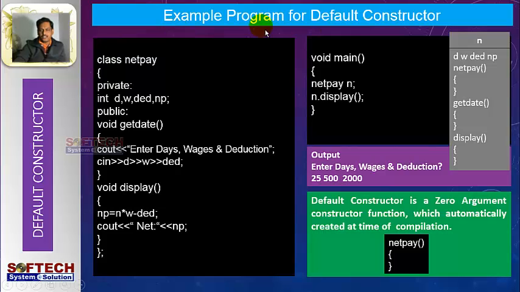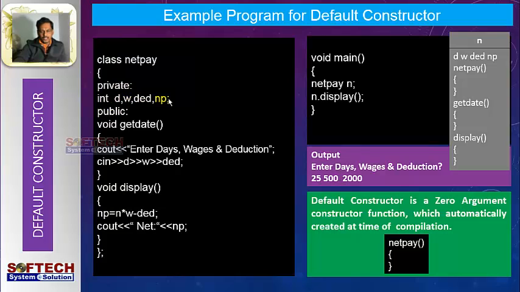First, in this example, the first type of constructor, that is the default constructor. Netpay is a class. Through this class, we find the net pay, the net salary, from the working days, daily wages and deductions. We calculate net pay by using the number of working days, wages per day and deductions. So what are the data members? The days, wages, deduction, and then net pay, so four variables, that is 4 data members. Usually data members are placed in the private section, the private access modifier, because it is raw material.